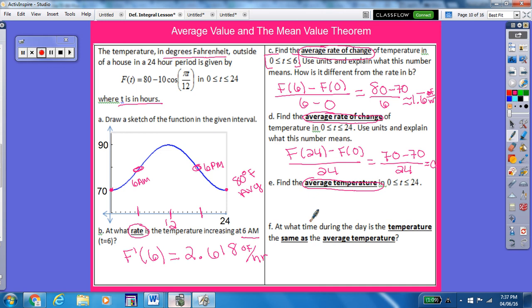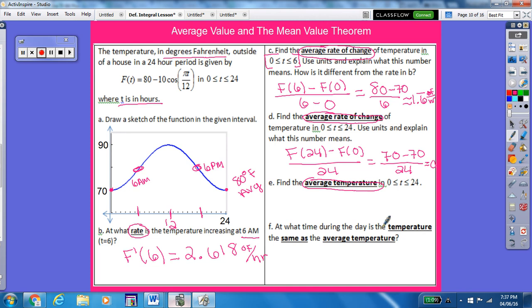These two questions are the ones that the average value and the mean value theorem are going to focus on. Average value, as you probably guessed, means the average value of the function. In this case, the function is giving temperature, so the average value of that function would be the average temperature. That's the first thing we're going to do: generate a formula for average value. The second thing is to connect the mean value theorem to that and what it means.